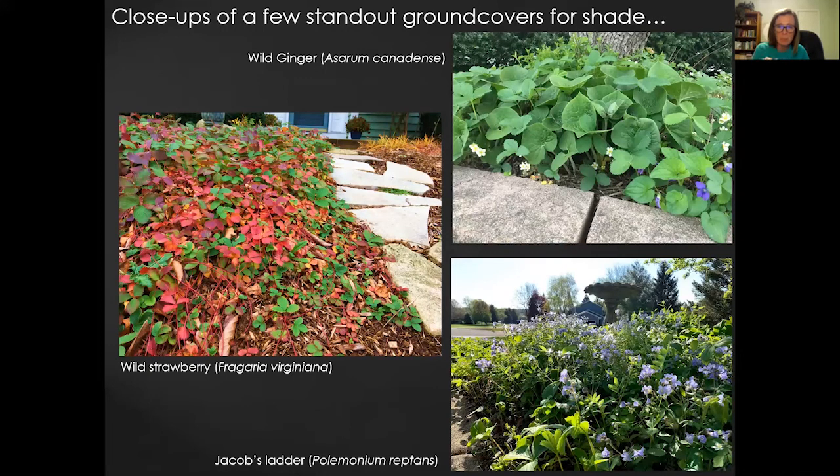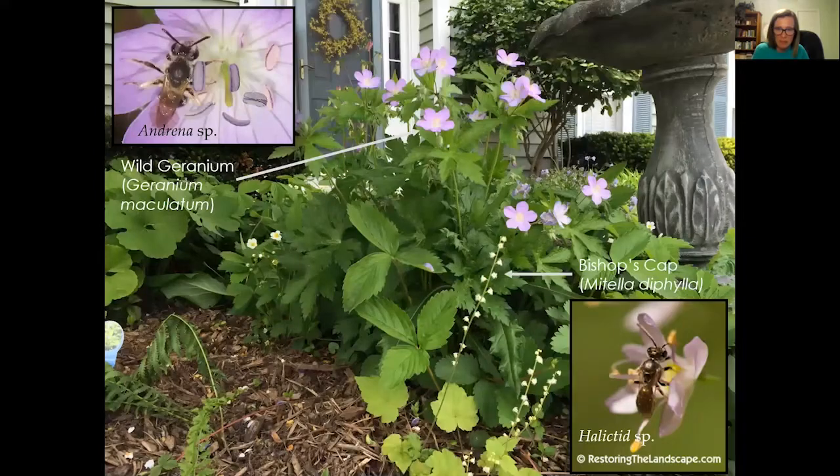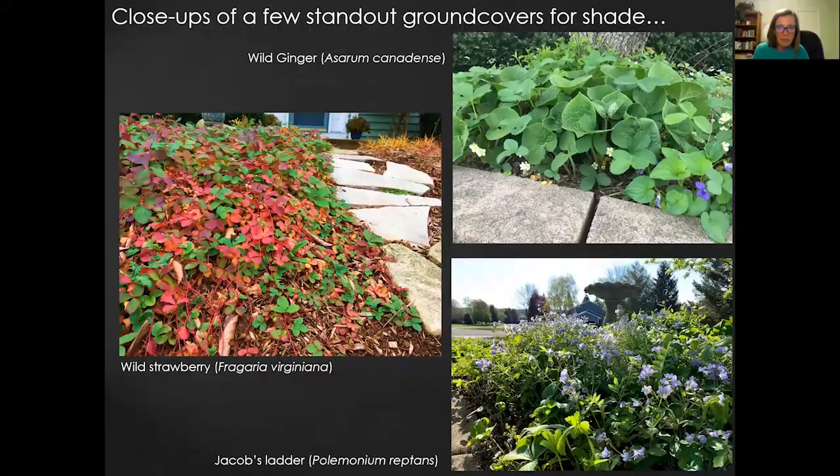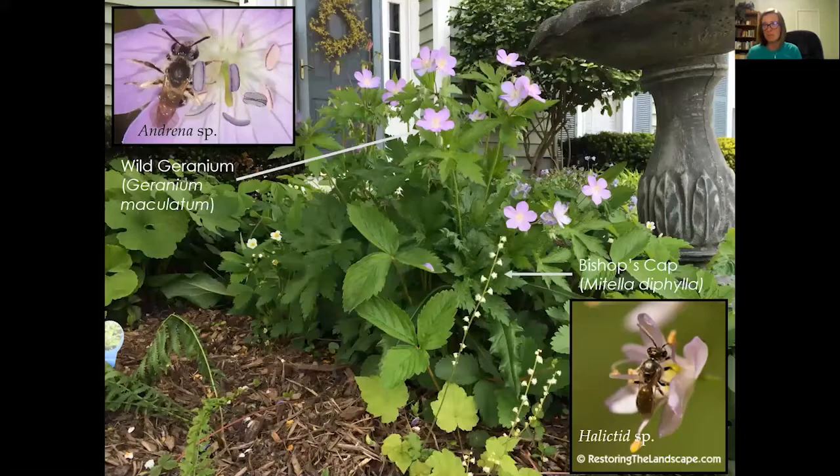And then the Jacob's ladder is on the bottom. And let's see, I think, oh, I don't have it. Okay, so there are certain bees who can only get nectar from Jacob's ladders. So from things in the Polemonium family. Same thing goes with things like wild geranium and bishop's cap.